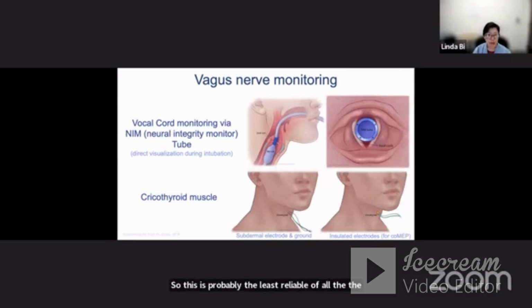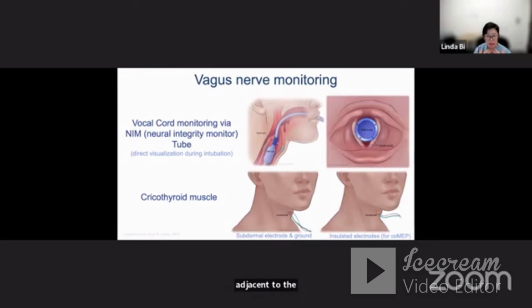The vagus nerve is a very powerful nerve to monitor, both in terms of its motor as well as its sensory function. The most common modality that monitors the vagus nerve is probably a NIM tube, an electrode embedded in the endotracheal tube that is inserted at the level of the vocal cords under direct visualization to allow for monitoring. There are also electrodes that we can put into an oral gastric tube, placed adjacent to the endotracheal tube, which also indirectly monitor vocal cord responses.